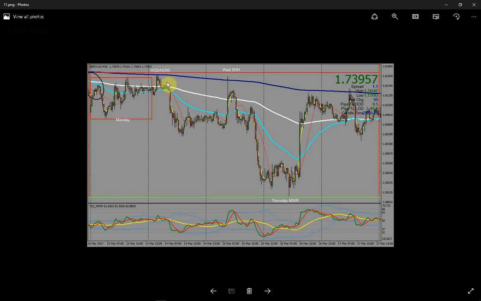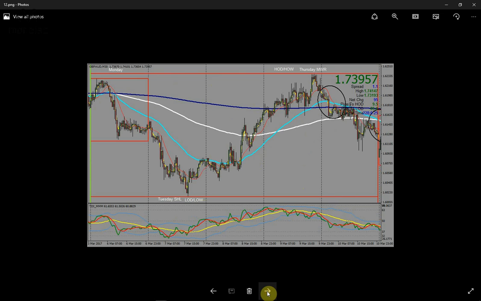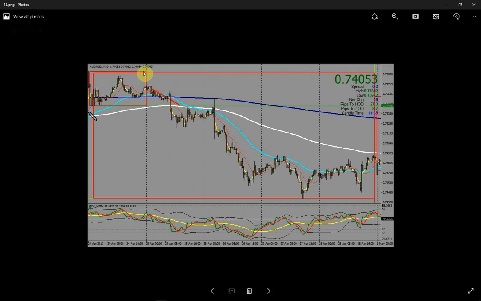So accumulation, stop hunt on Tuesday, Wednesday, long sustained run, Thursday, Friday reversal. Stop hunt, long sustained run, Thursday reversal. Accumulation, stop hunt, but it's an inside structure stop hunt. This was London Open, and then long sustained run, Thursday, Friday, reversal.